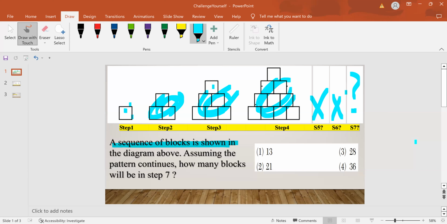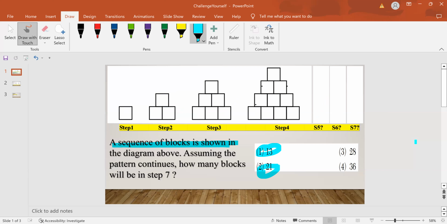Because it's a challenge question, you can pause the video and solve the question before you continue. Okay, we have 4 different answers. We have 1, which is 13, 2, which is 21, 3, which is 28, and 4, 36. I can tell you right away that the best choice here is choice number 3, 28.